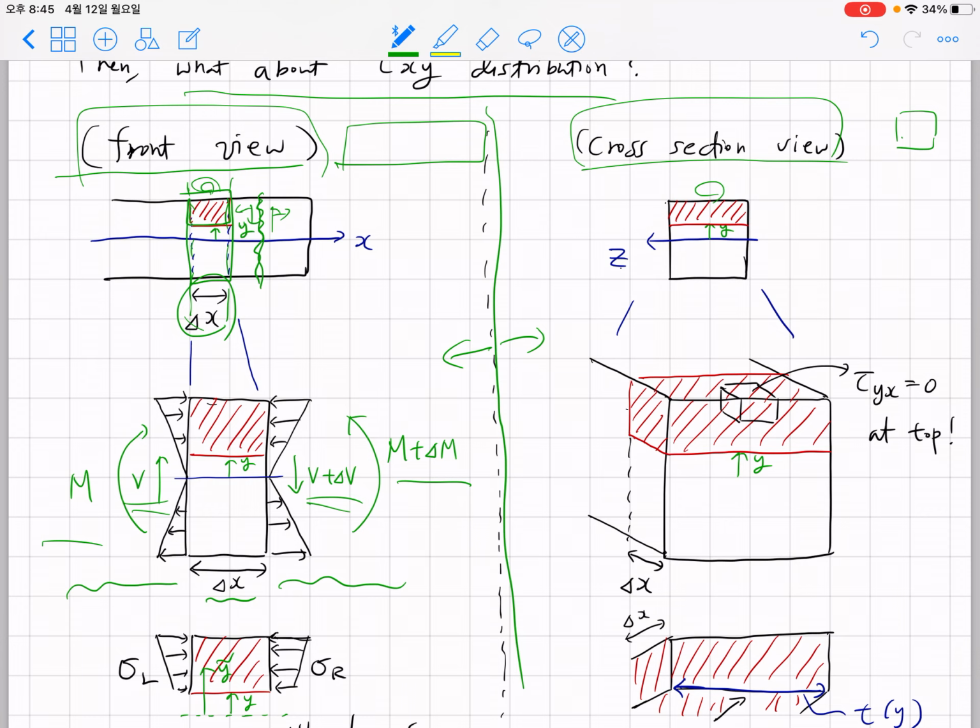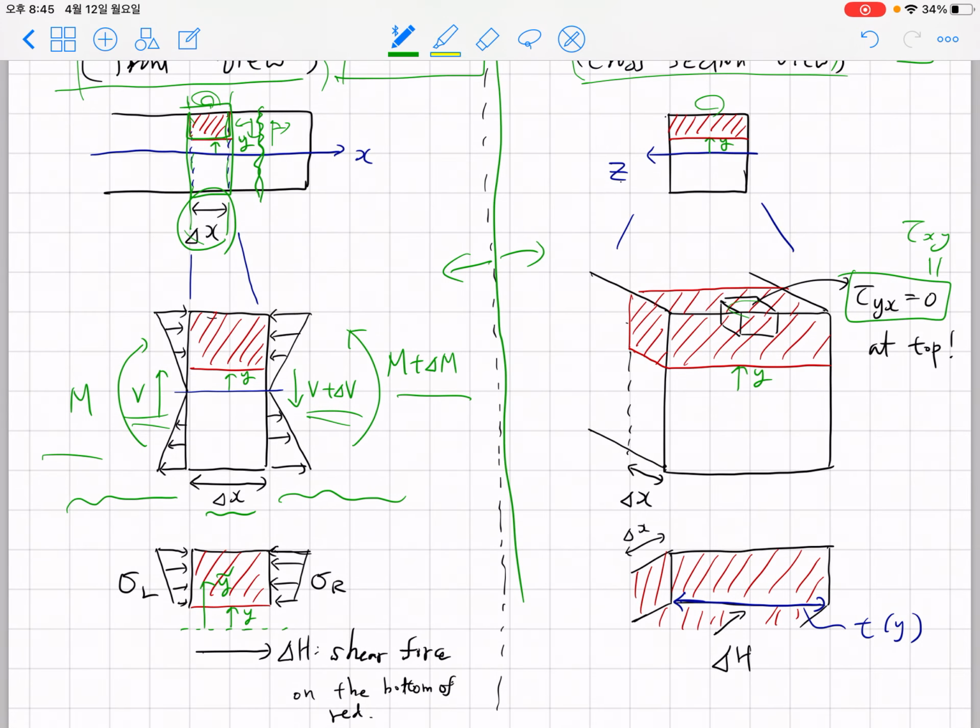Because there is no shear stress and no normal stress, what you can expect is tau yx equals 0, which means that tau xy is also 0 at the top. Okay, so this is one thing you can realize out of this simple diagram. After we draw the free body diagram for this slice, now let's focus on this red block only.